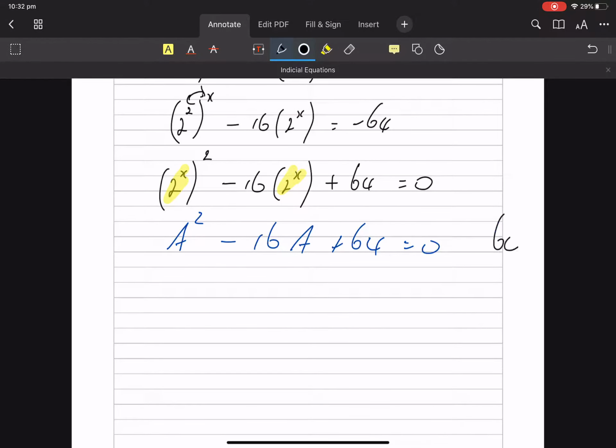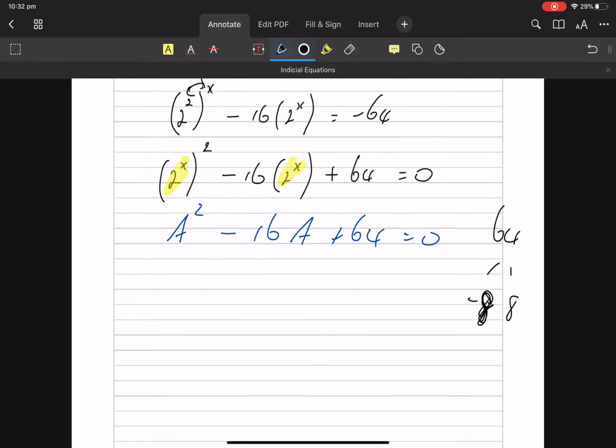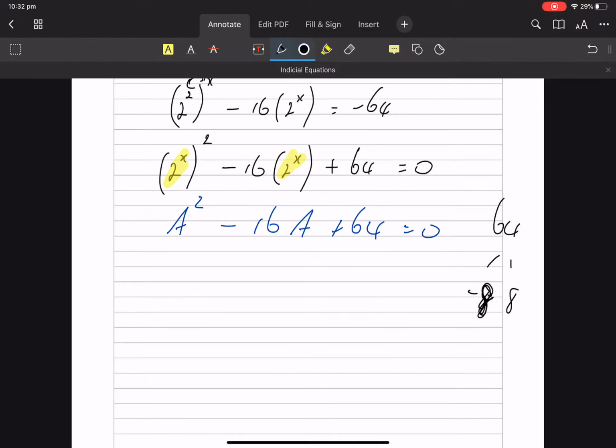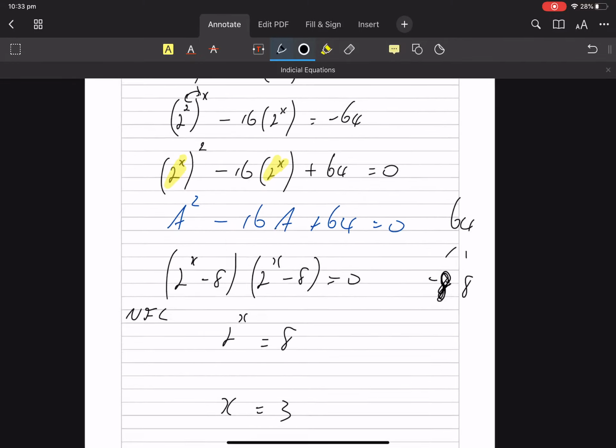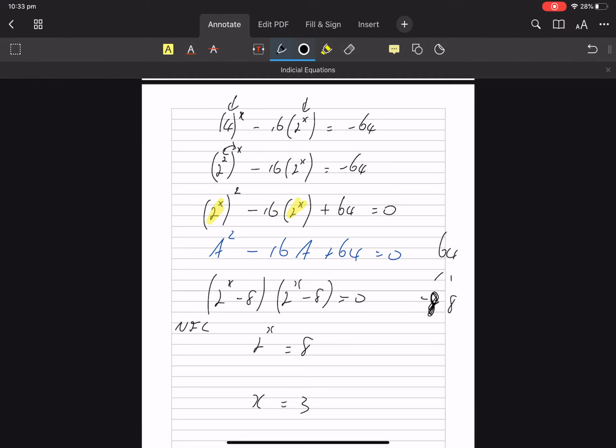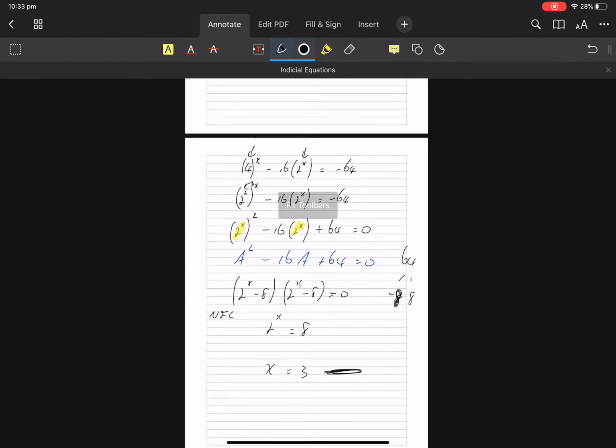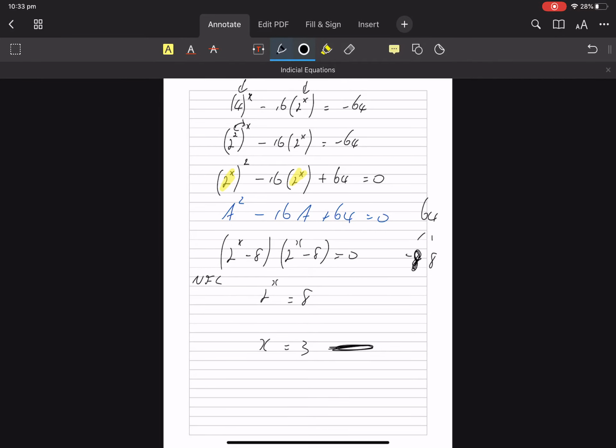So I want the factors of 64 that add to get minus 16. Whoa, that's an 8. So how about I go 2 to the x minus 8 and 2 to the x minus 8 equals 0. X equals 3. You like that? Clearly I could get 2 different brackets, I could get 2 different answers. If you get 2 different answers down here, you've got to check that they're not undefined. But yes, they get tricky, so make sure you do every single one on those worksheets I do for you.